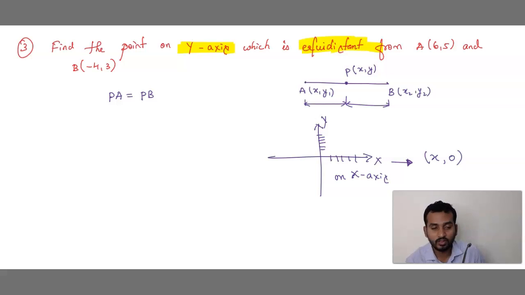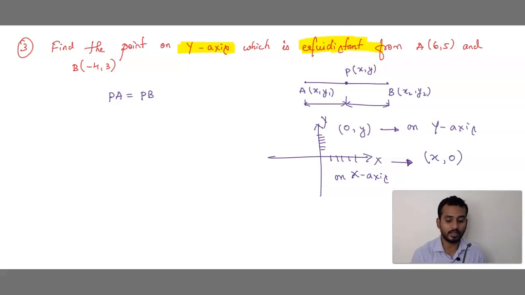What about the case of the y-axis? Always we have to represent in the form of x comma y. X should come first, y should come next. So here x value will be 0, y value will be present. It means on the y-axis, what are the coordinates? 0 comma y. On the x-axis, x comma 0. On the y-axis, 0 comma y. The same question, he can change to x-axis and ask you. Are you getting my point?